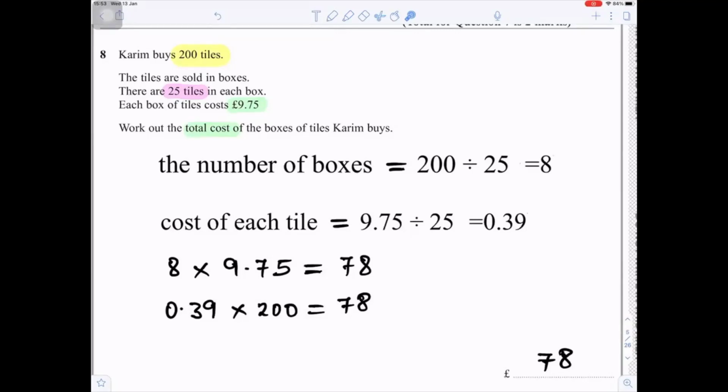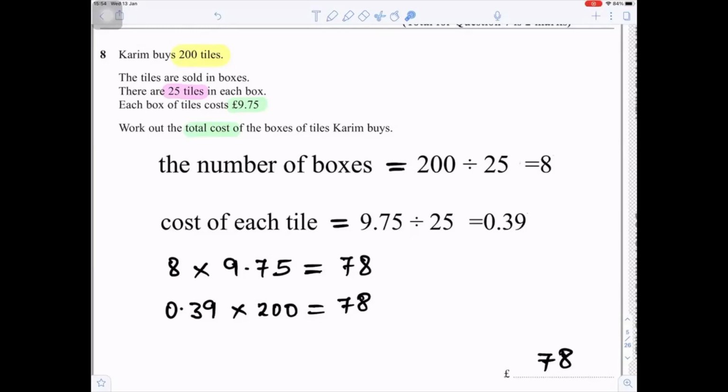So the number of boxes. So 200 divided by 25, because there are 25 tiles in each box. And if you have 200 tiles, to get the number of boxes, 200 divided by 25 gives you 8. So there are 8 boxes. Cost of each tile.